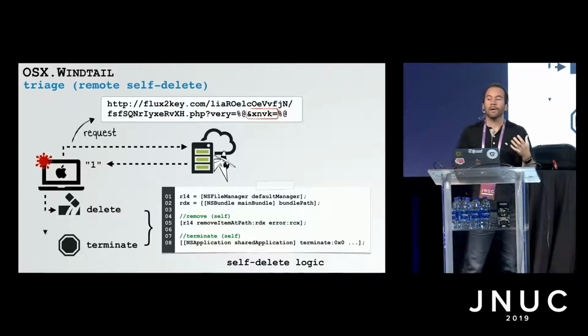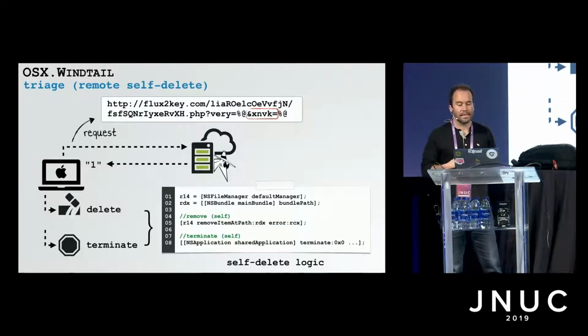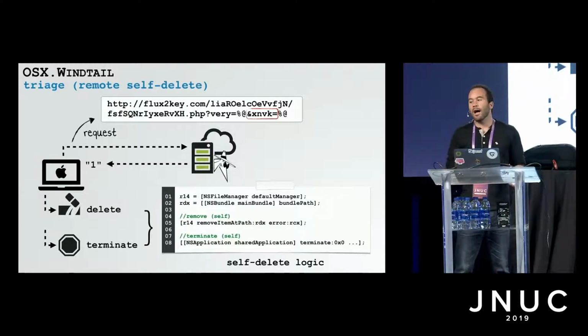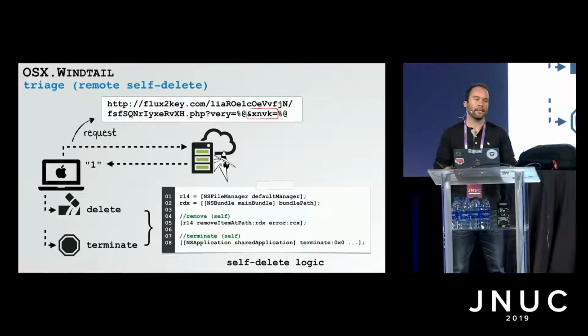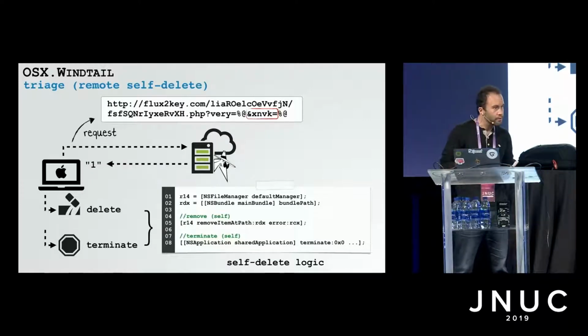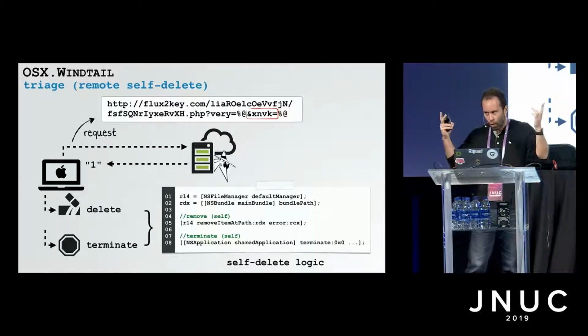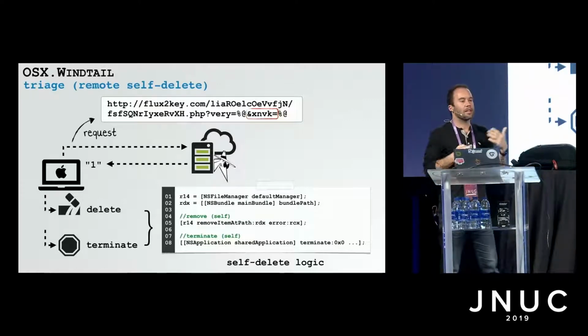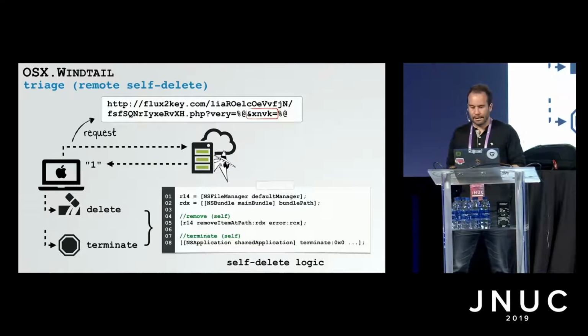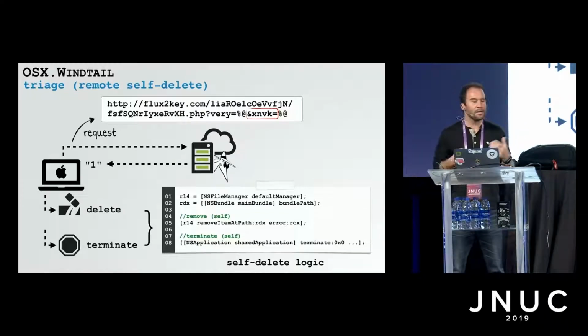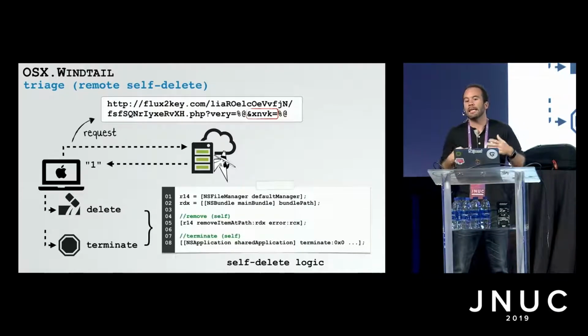Finally, the backdoor also has the ability to support a self-delete logic. So every time the malware starts, it connects to the hacker's remote command and control server, and if the server responds with a 1, a string 1, the malware will know this is the command to self-delete. So what it will do then is uninstall itself and fully terminate, basically cleaning itself off the infected system.